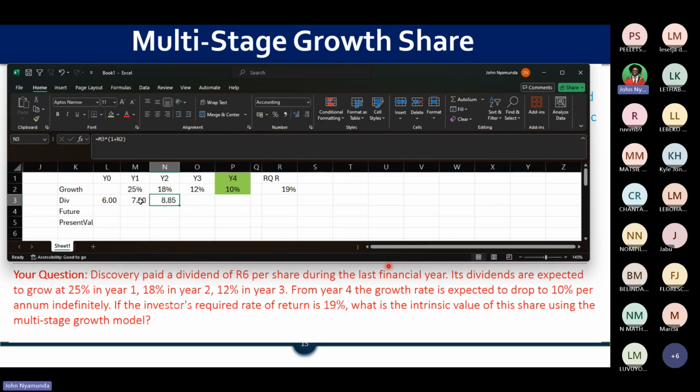We grow the 8 rand 85 by, if I make a mistake, whose fault is it going to be? Letabo's fault. At least we found someone to blame. We can't just do without.